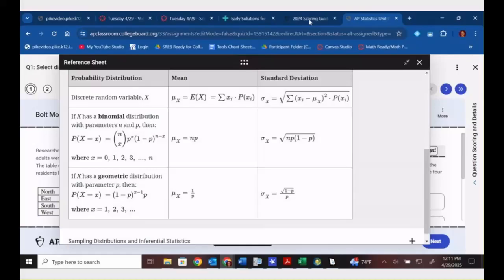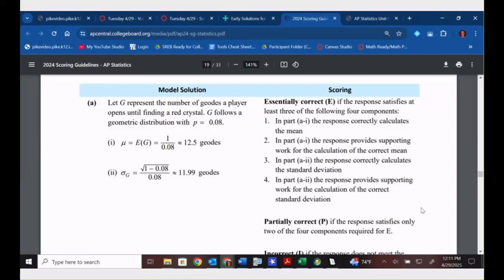Are you guys good on part A? Yes. Are you good on part A? Part B then.